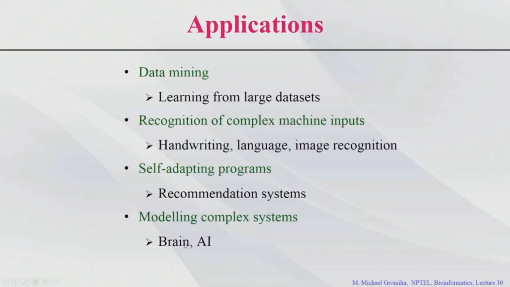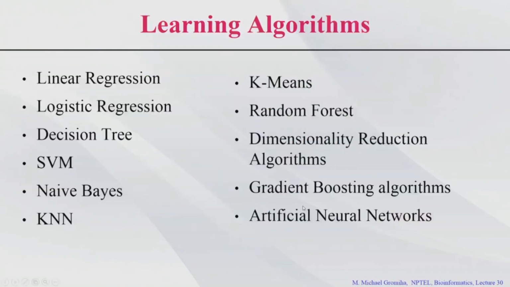For example, the brain. You can use several neurons, for example artificial intelligence, to model these complex systems using different machine learning techniques. Then what are the various learning algorithms? There are various learning algorithms for machine learning, for example linear regression, logistic regression, and decision trees. A decision tree will classify this data.